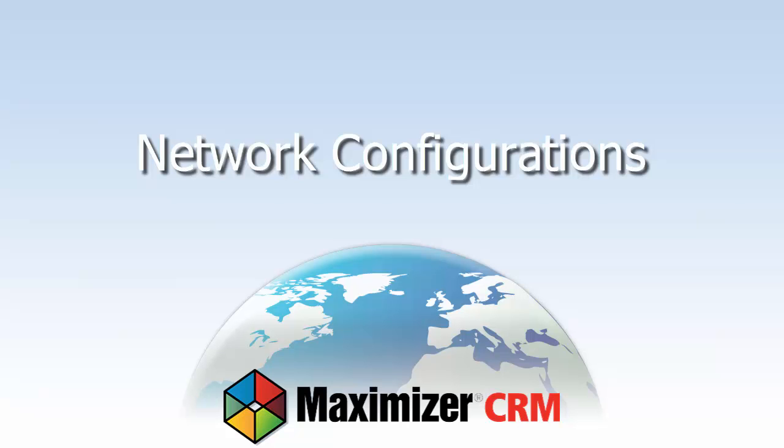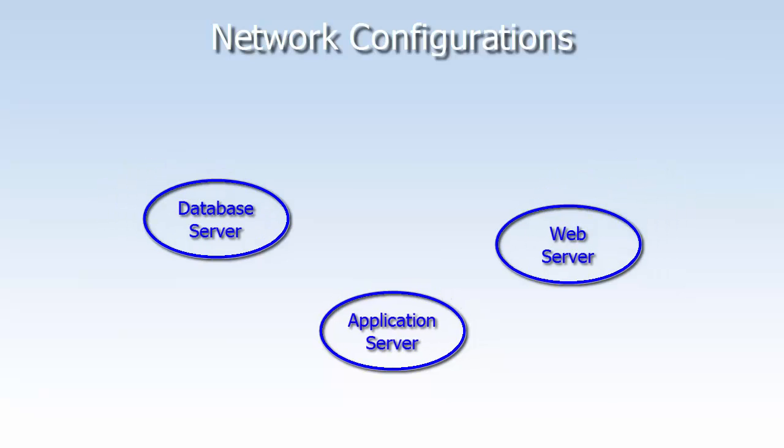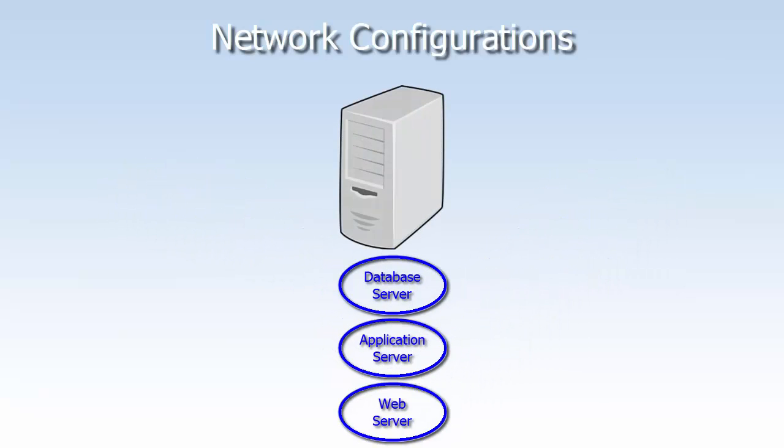Network configurations. The Maximizer web implementation requires a database server, an application server, and a web server. In the simplest configuration, you can use one computer as all three servers, where the SQL Server database, the Maximizer application, and the Maximizer web components are all installed.